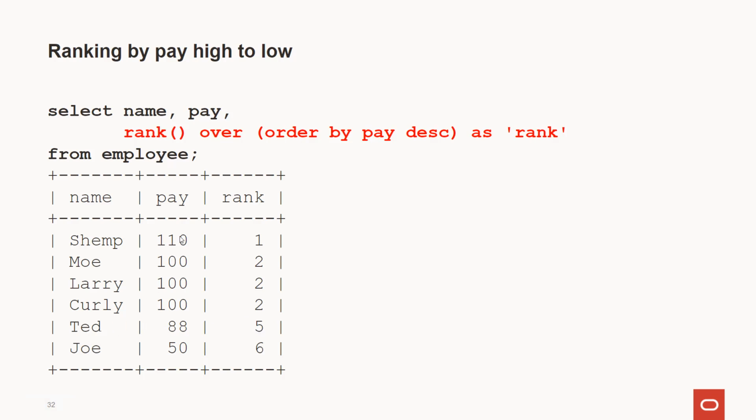As you see, if you're doing dense rank, it would be a little different. But if we're ranking these by their values, Ted ends up being the number 5 ranked person.